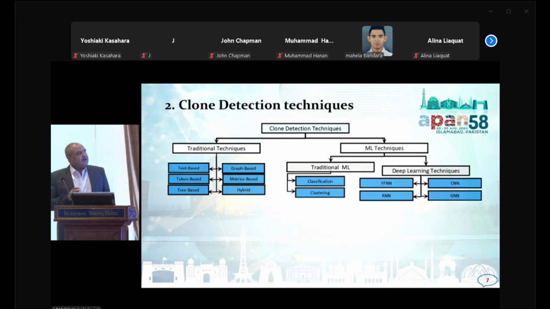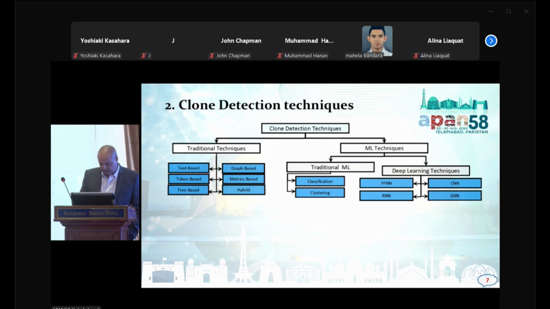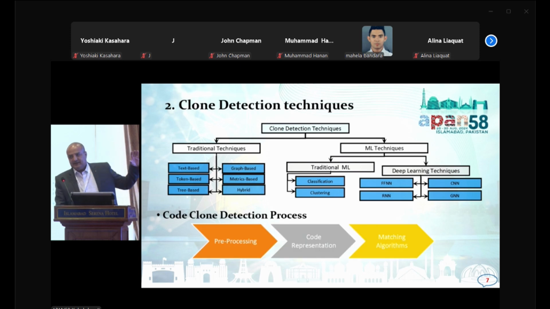In the literature, different techniques have been proposed. This figure shows you the categories of these techniques. Actually, we have traditional techniques and machine learning techniques. All of these techniques follow a process consisting of three steps. The first step is pre-processing and code representation, and after that, matching algorithms.